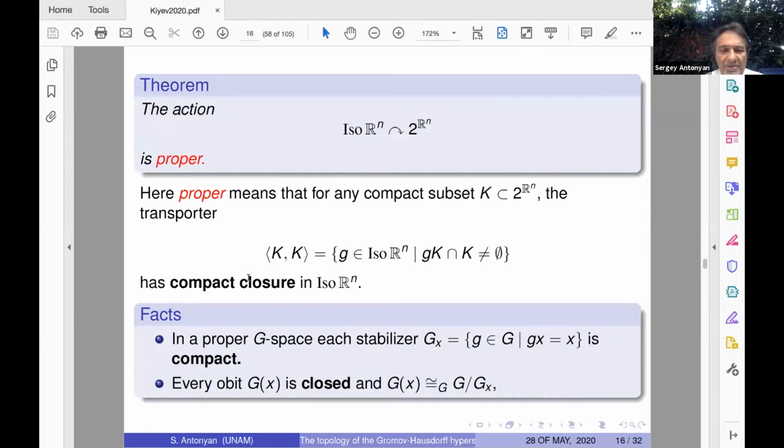Proper actions, introduced by Richard Palais, were invented to generalize the theory of compact group actions to the case of actions of non-compact groups. As in the compact case, we have the following nice properties. Every stabilizer under a proper action is compact, and every orbit is closed and is homeomorphic to the quotient space.